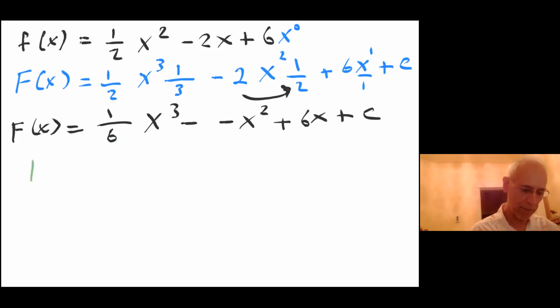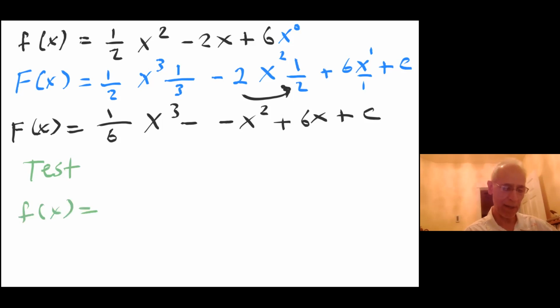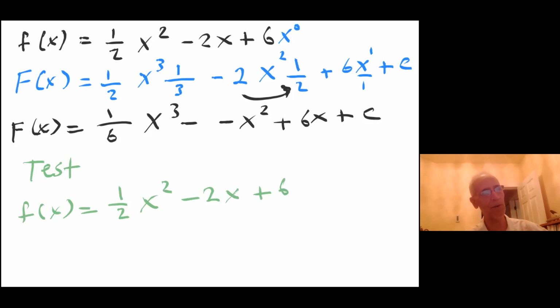So test. If I take the derivative of the capital F of x, I should get my original function back. So f of x equals: the derivative of 1/6 x cubed is going to be 1/2 x to the second. The derivative of minus x squared is minus 2x. The derivative of 6x is plus 6, and the derivative of c is just 0. So yes, we did this correctly.